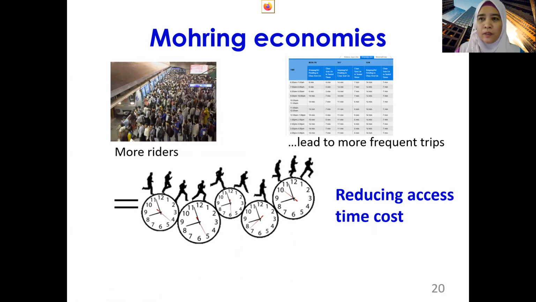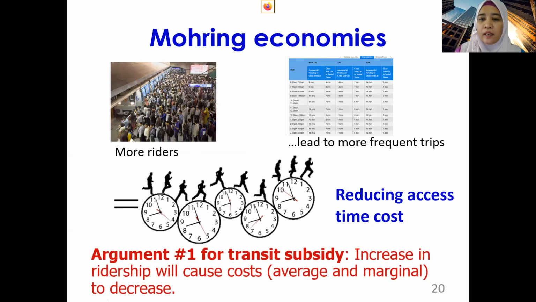What is the concept that we have learned so far? That I have mentioned many times before. Economies of scale, right? So Mohring economies, meaning it has experienced economies of scale. Now, argument number 1 for transit subsidy, Mohring economies, whereby an increase in ridership will cause costs, average and marginal, to decrease. So that is a strong argument to support transit subsidy, because when you give subsidy for your mass transit, more people will be attracted to use the mass transit. More riders lead to more frequent trips, reducing excess time costs. So it fits into the situation.